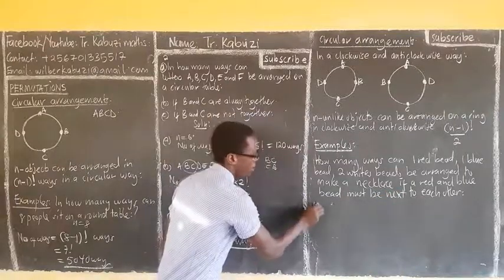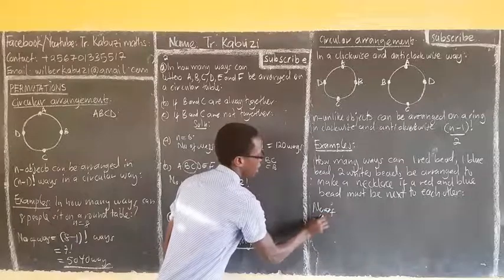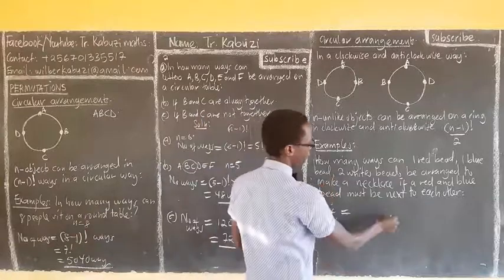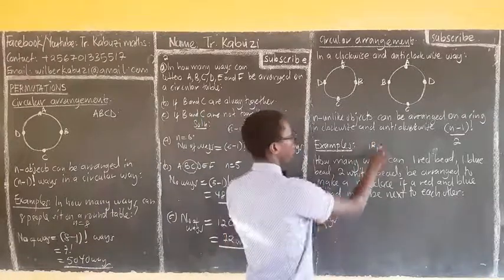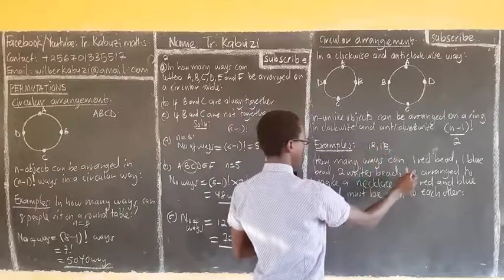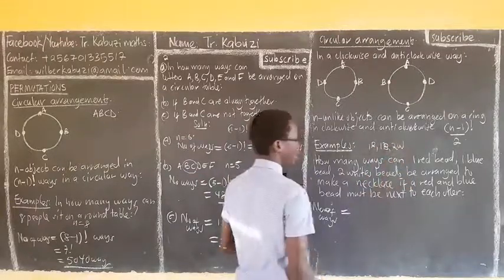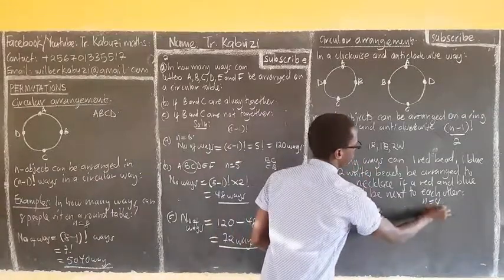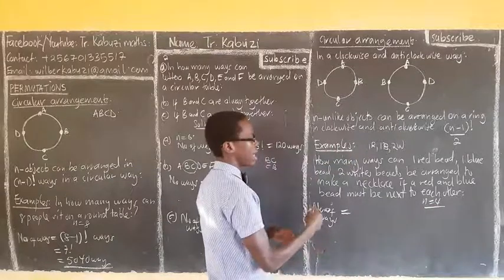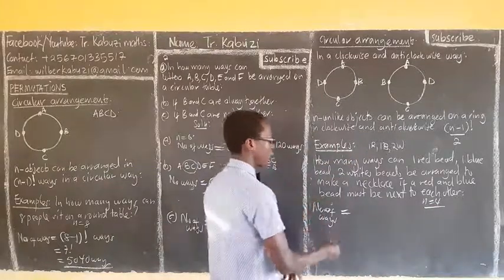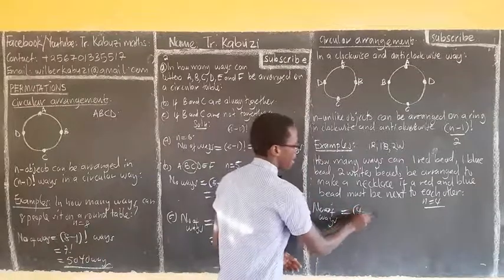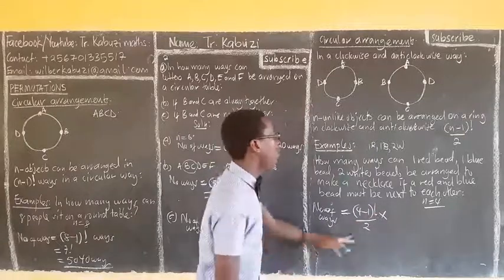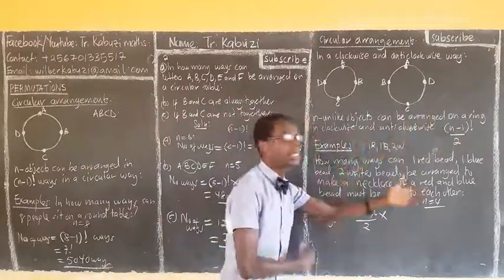So here, first of all, I have 1 red, 1 blue, and 2 white ones, meaning that their number is 4. So my n here is 4, because we are putting them in clockwise and anti-clockwise. Now I'm going to have 4 minus 1 factorial over 2, because we are dealing with clockwise and anti-clockwise.